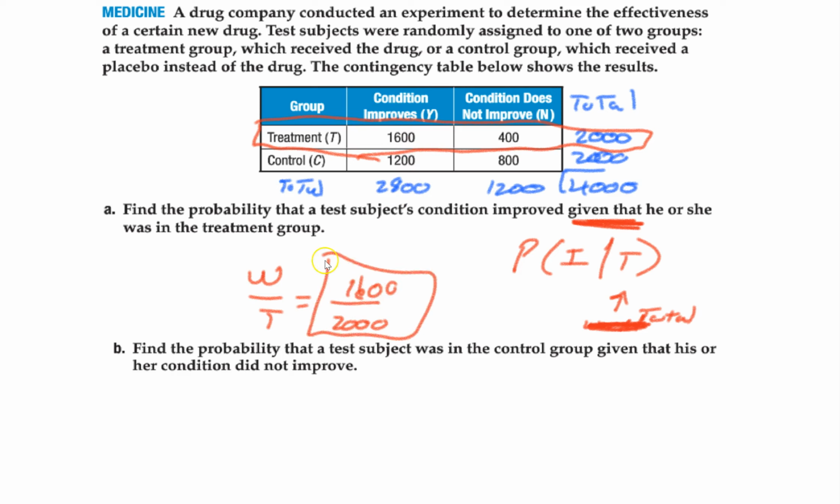And there we are, done. Given that on these is actually extremely easy. Just go, okay, what's the given? Oh, okay, treatment. I'm only looking at the treatment people. And then from there, fill in your 1 over total.